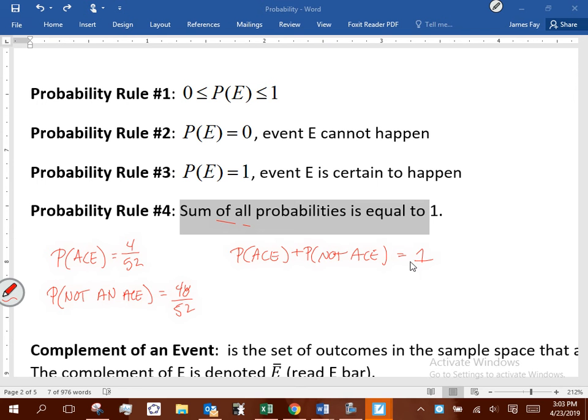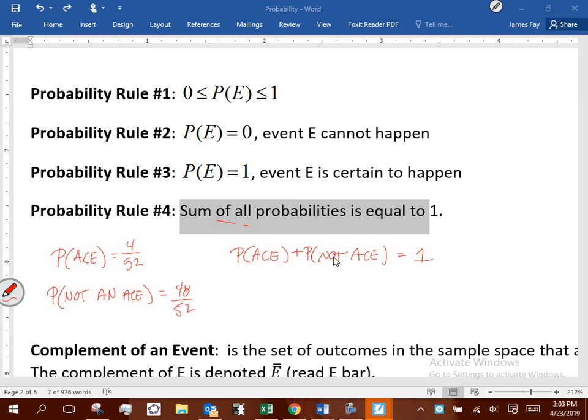should equal 1. Does 4 52nds plus 48 52nds equal 1? Yes. Now here's the thing that I think is difficult, because sometimes, and this situation doesn't necessarily exist here, but it is kind of a pain. If I didn't know maybe how many aces I had, and they ask you what's the probability of not an ace, I would have to look at my sample space and go through and count all the cards that are not aces, right? And I have to count 48 things.